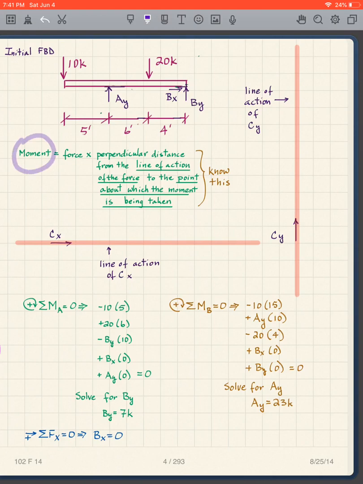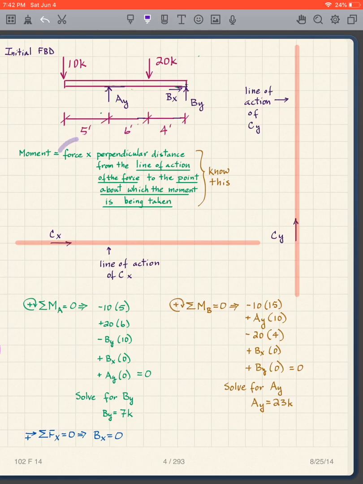When it comes to moment, we're going to keep it pretty simple. You're going to find it's pretty straightforward. It's a force times distance thing, but we have to pay very close attention to what that distance is. It's the force times the perpendicular distance. What perpendicular distance is that? It's from the line of action of the force to the point about which the moment is being taken. So moments are always about a point. We need to keep this in mind. We'll go over it many, many times. But it's the distance.